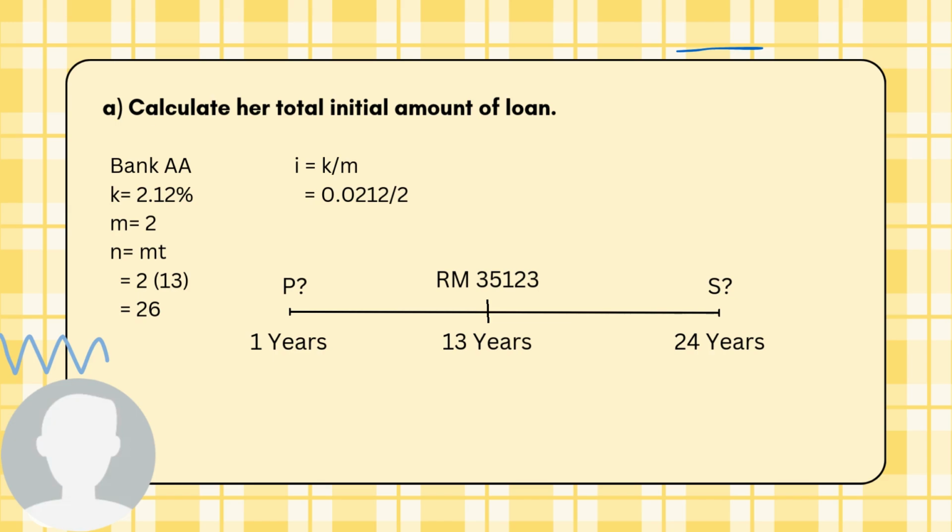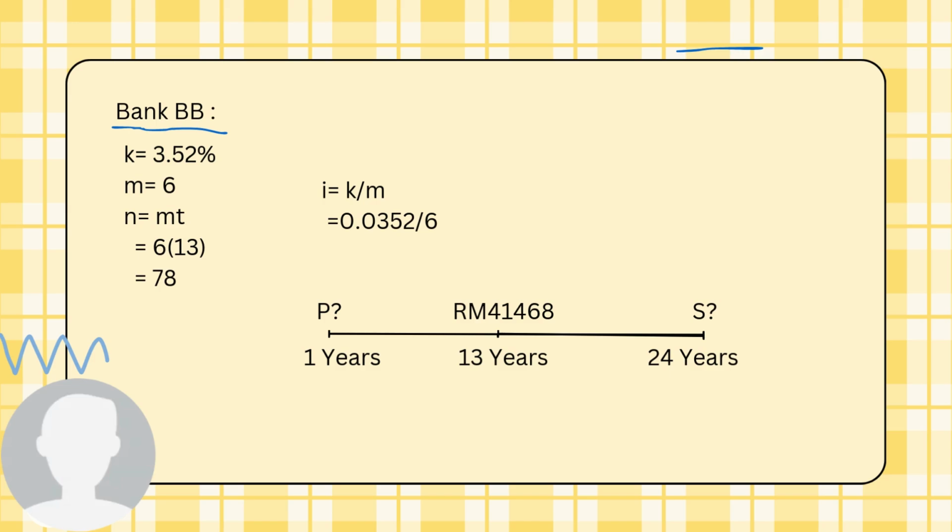Now the K means the interest rate for a year, and the M is the number of times interest is calculated in a year. The N is the number of interest periods, and the I is the interest rate for each interest period. Now for bank BB, K is 3.52%, the M is 6, and N is 78, and I is 0.0352 over 6.